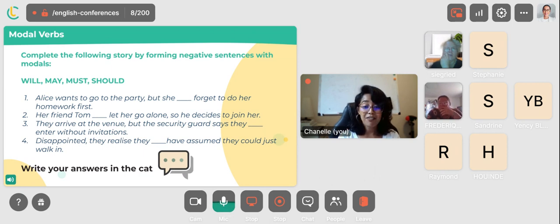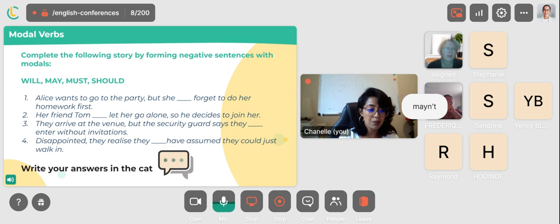They arrive at the venue, but the security guard says they enter without invitations. Frédéric should not. D'accord, je comprends. La prochaine. Is anyone else? Will not, won't. Okay. Will not. Thank you, Stephanie. Number 4, disappointed. They realize that they have assumed they could just walk in.